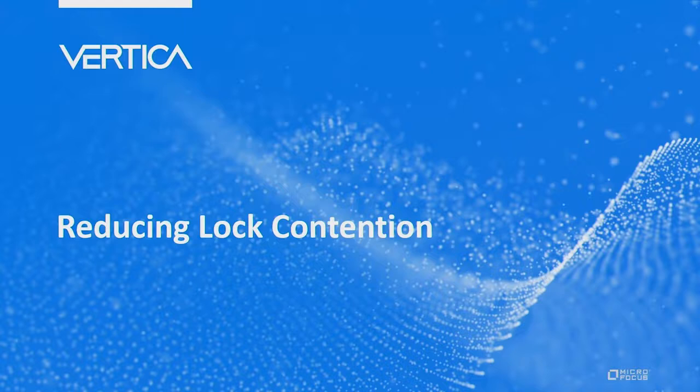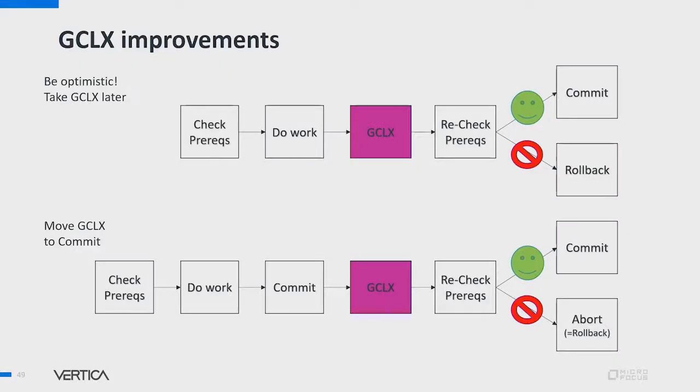Let me talk about these GCLX optimizations in more detail. The first thing we explore is optimistic concurrency control. What happens here is basically, instead of taking GCLX and doing all the work, we do the work, then take GCLX and just recheck some prerequisites. If the prerequisites still hold, we can commit the transaction. If the prerequisites fail, we can abort it. So you can see that it results in a much shorter critical section. GCLX is taken for a much shorter period of time.